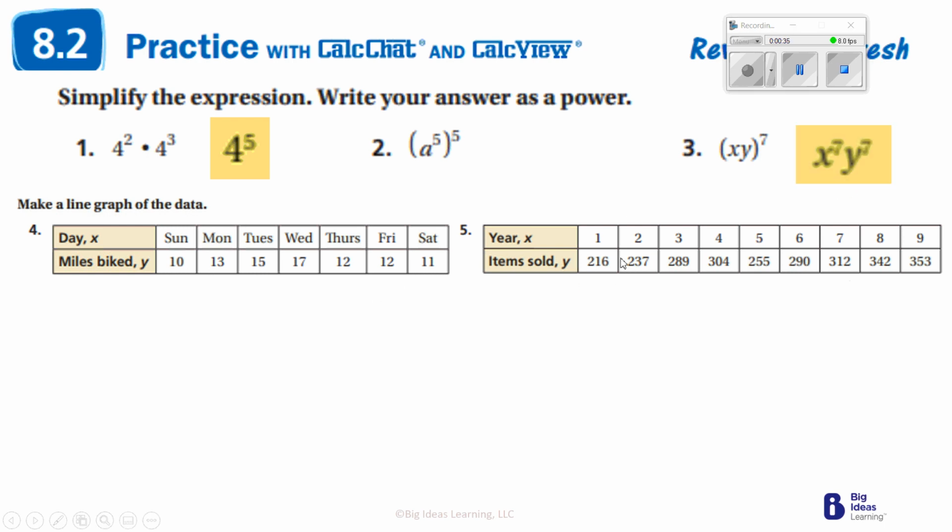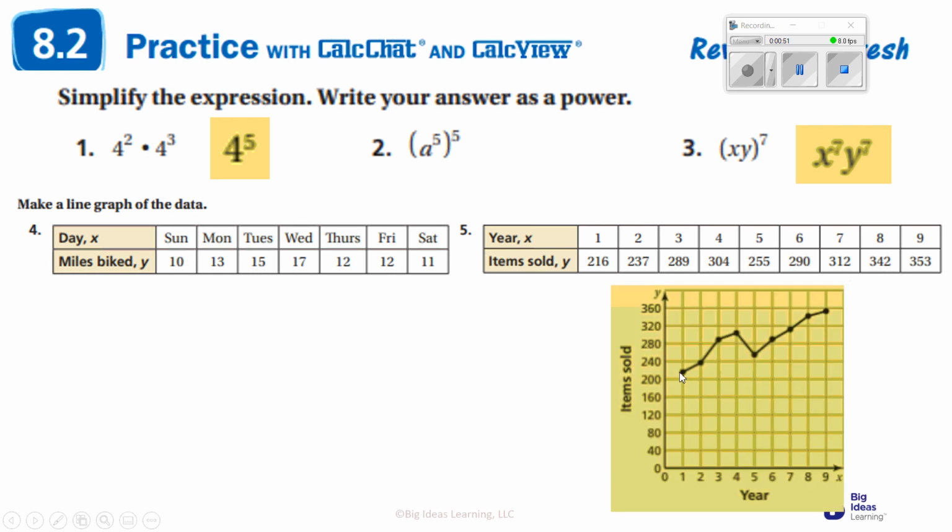Number 5, I have my years, x. They want me to graph the data, and the items sold, y. So they want us to show how much gets sold every year. I see there's an increase here by about 21, but the increase here is much more. This is not a straight line.